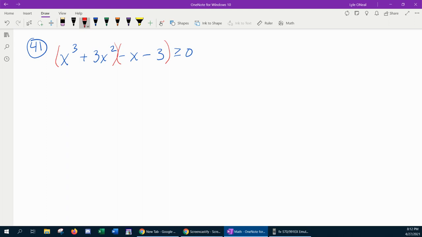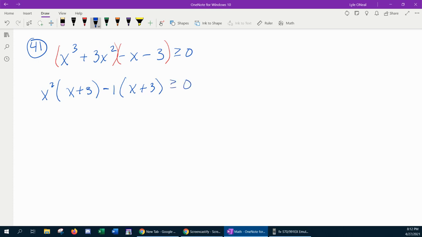And within the first group, I see that they have an x squared in common. So we're going to factor out an x squared. That's going to leave me x plus 3. In the second group, they both have minus signs. So I'm going to factor out a -1, which means the signs will change.